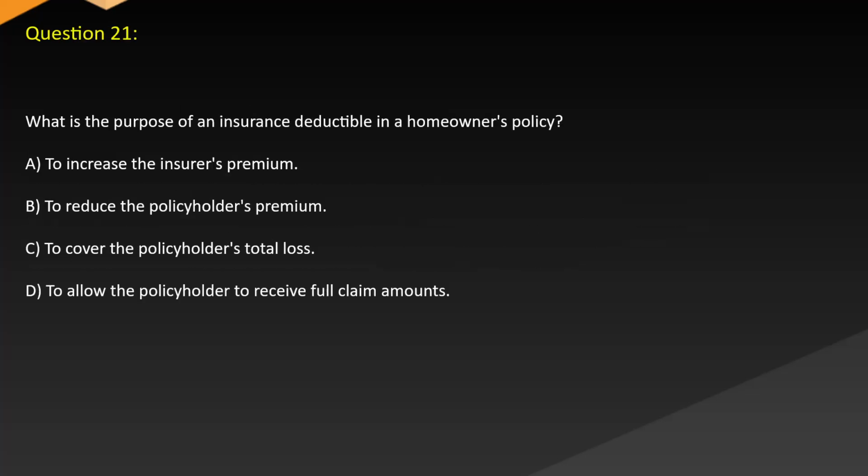Question 21. What is the purpose of an insurance deductible in a homeowner's policy? A. To increase the insurer's premium. B. To reduce the policyholder's premium. C. To cover the policyholder's total loss. D. To allow the policyholder to receive full claim amounts.